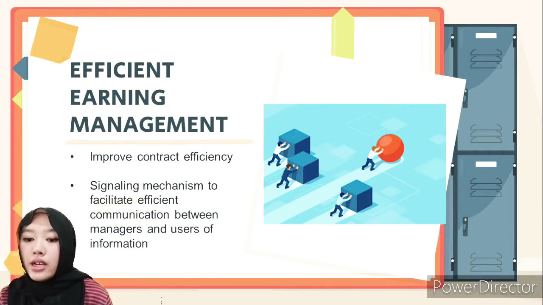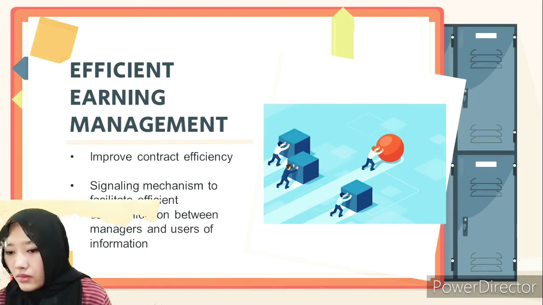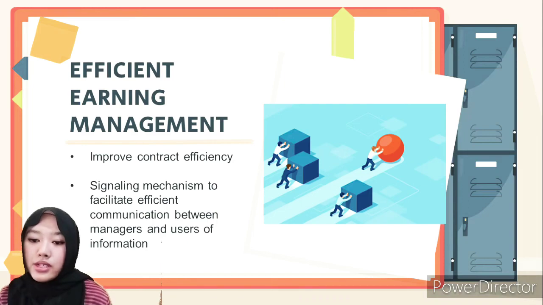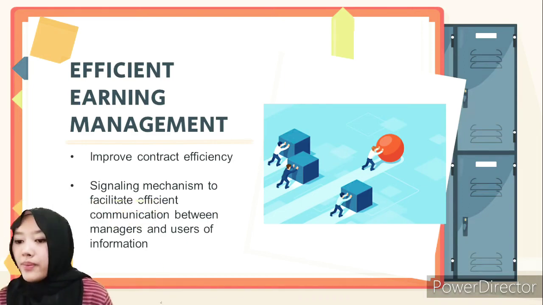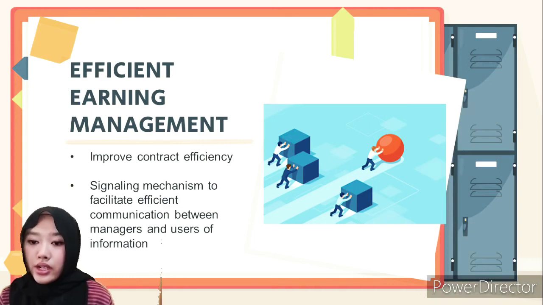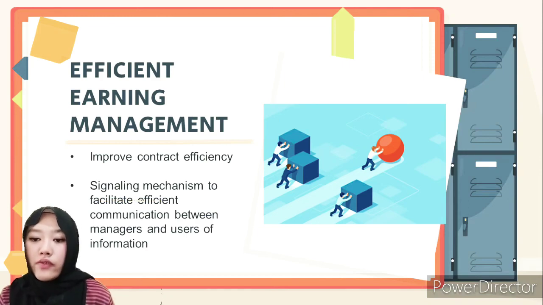Efficient contracts are designed by considering the expectation of principal and lender for the opportunistic behavior of the manager, by incorporating the anticipated impact of the manager's opportunistic behavior into the contract. In this condition, earning management can be used as a tool for the manager to strengthen or improve the contract efficiency. And the second one, as a signaling mechanism to facilitate efficient communication.